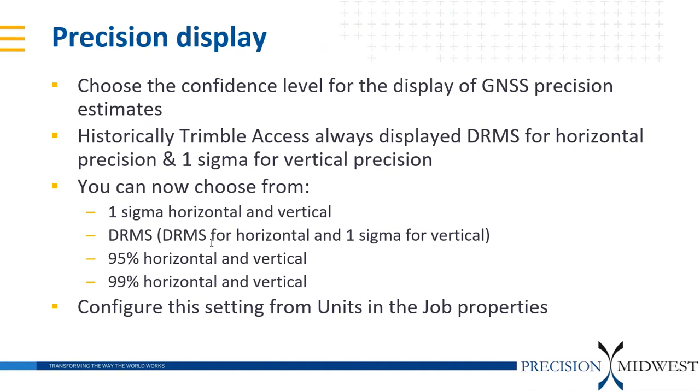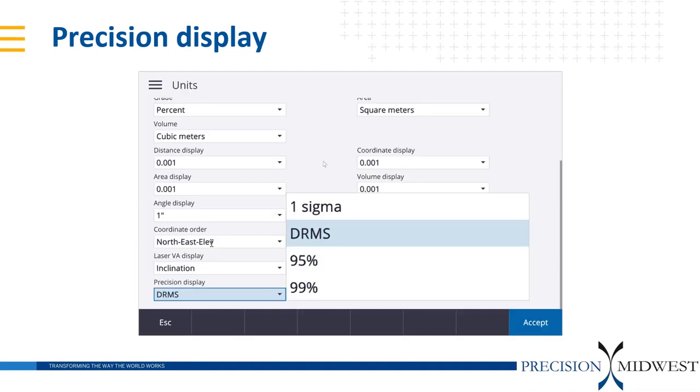Precision display: you can choose the confidence level for the display of GNSS precision estimates. Historically, Trimble Access always displayed DRMS for horizontal precision and 1 sigma for vertical precision. Now you can choose from 1 sigma horizontal and vertical, DRMS for horizontal and 1 sigma for vertical, 95% horizontal and vertical, and 99% horizontal and vertical. You can configure this underneath the settings from units of the job properties. And that's what it would look like.